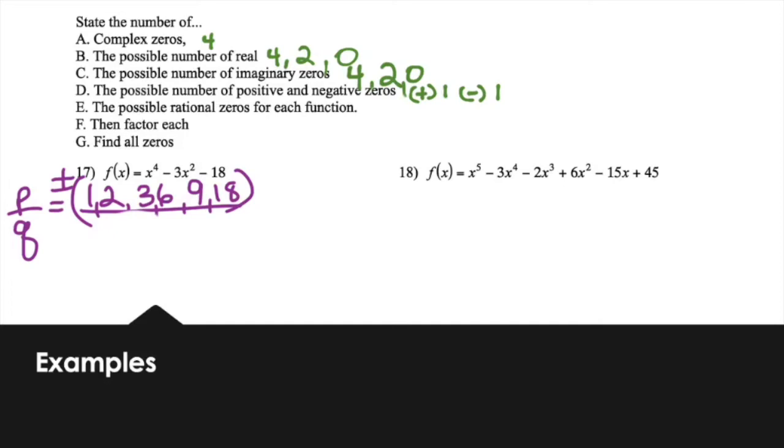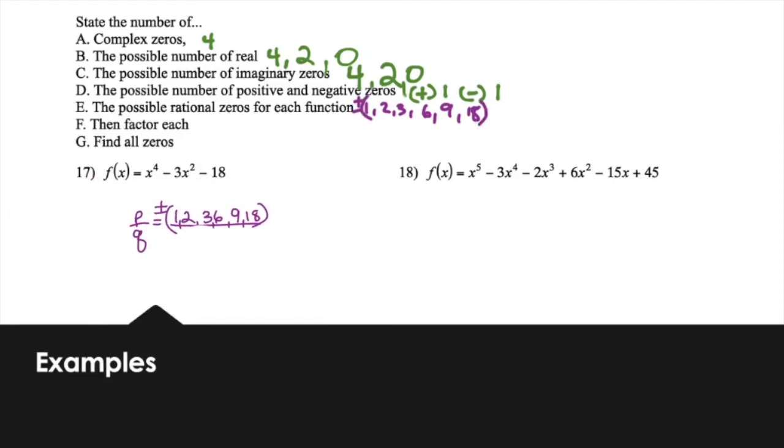1, 2, 3, 6, 9, and 18. All the plus and minuses of those. Now, it wants us to factor this. So we could do this in multiple ways. We could divide it by any of these possible roots right here until we get a remainder of 0. Or we can look and see if it's a form that we're used to. And this looks like it's a quadratic form because that's 4 and half of it's there, and it's a trinomial. So I'm going to factor it using that method, the box method.